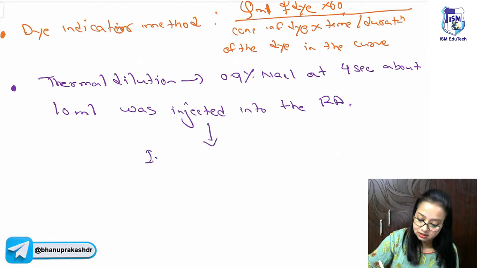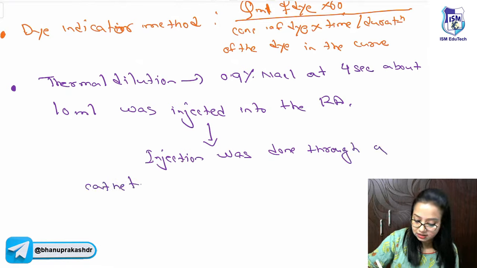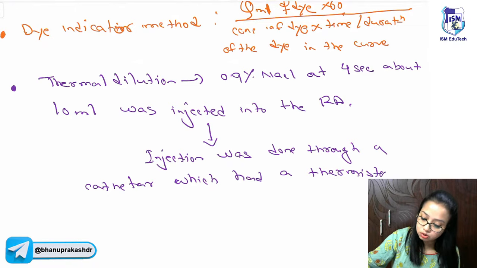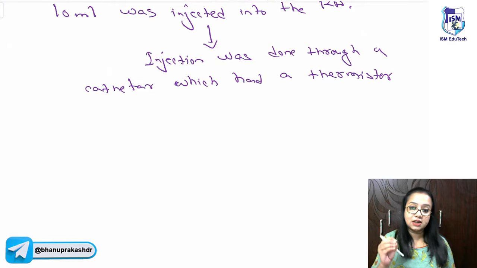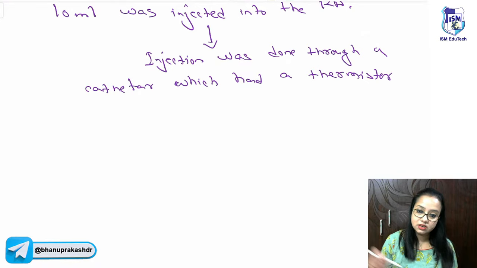Now, the injection was done through a catheter which had a thermistor. Now, a thermistor has the capacity to sense the change in temperature. So when this cold saline, like normal saline at room temperature, went from the right atrium into the circulation, it was circulating.